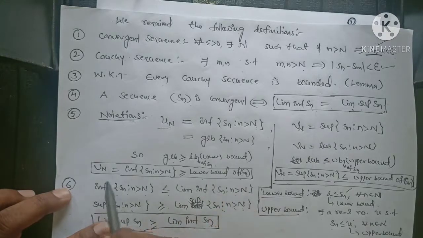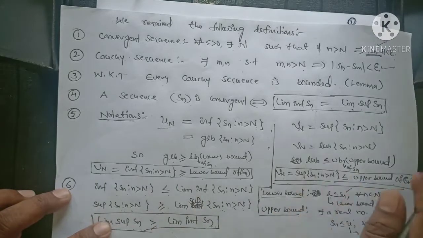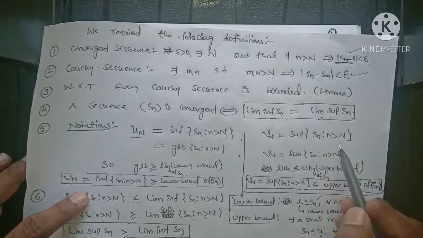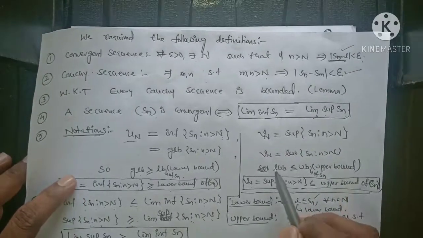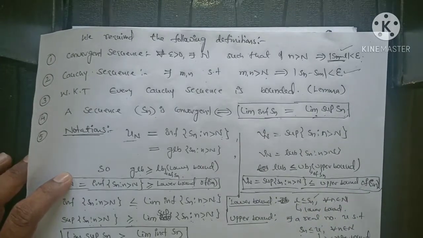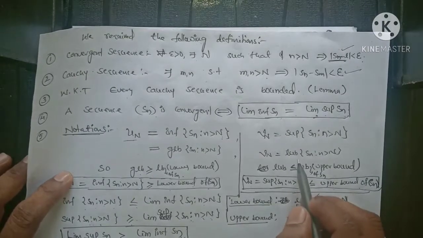Here the infimum of the sequence Sn is denoted by Un. Similarly, Vn is equal to supremum of Sn such that n greater than capital N. Vn equal to supremum means what? Suppose U is an upper bound. Bigger numbers than U are also upper bounds of the sequence Sn. Out of these upper bounds, the smallest one, the least one, is called the supremum of that sequence. So that is called the least upper bound, LUB.